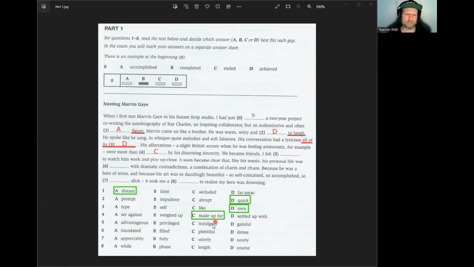Indulgent, I don't like the meaning here. I think when something is indulgent, maybe it's like spoiling. It's more like if you indulge someone, that means you give them everything they want. I don't know if that's the right meaning. It's not like Marvin Gaye did this on purpose. And gainful, I think we would use more with something like maybe you have a gainful job, so you make enough money from that job. So I think here privileged is the best option. So I go with B.